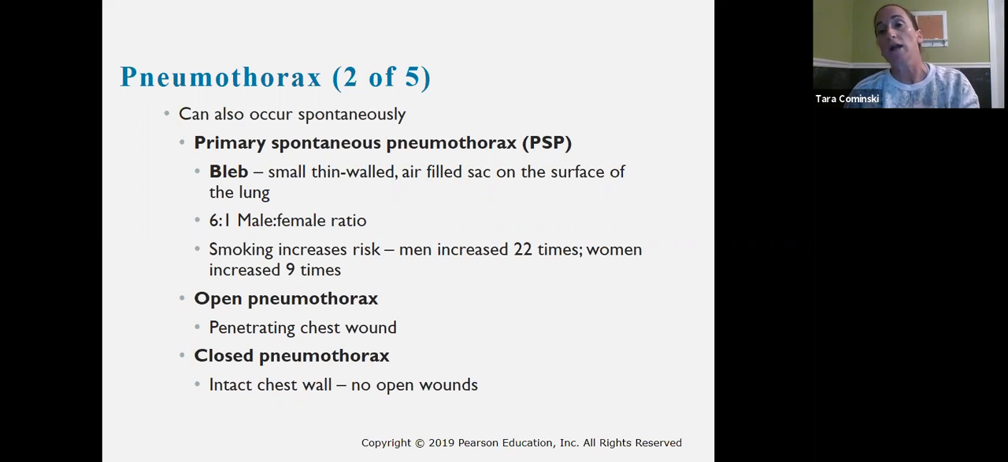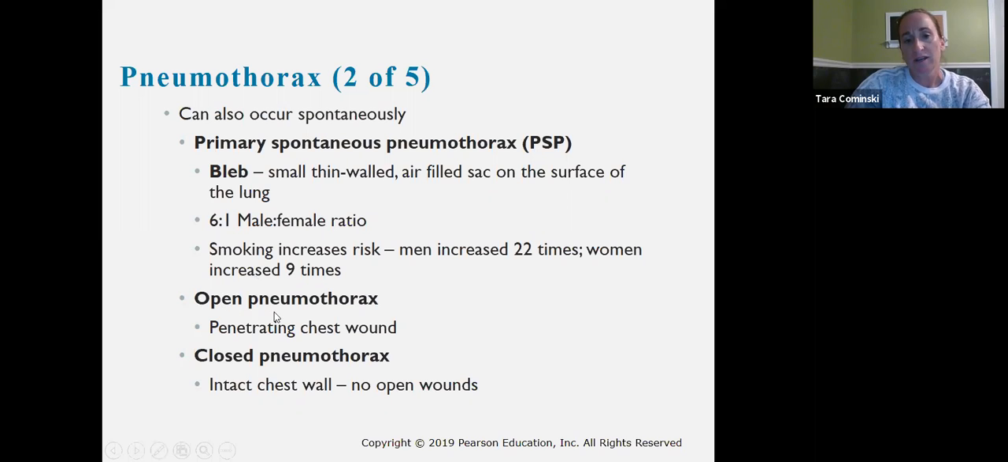Okay, so I mentioned that this pneumothorax can actually occur spontaneously, okay? And so there is a disorder called primary spontaneous pneumothorax, or PSP, okay? It starts with a bleb, a small air sac on the surface of the lung, and that then gets worse as the disease progresses, or the bleb gets bigger. And apparently there is a 6 to 1 increase in incidence in males versus females, okay? If you add smoking into the mix, it will increase the chances of getting PSP by 22 times in men, and in women 9 times. So obviously smoking exacerbates this issue, but like I said, this can just be spontaneous. This bleb forms and then it starts getting worse and creates issues because now you're getting more air that ends up in that space, okay?